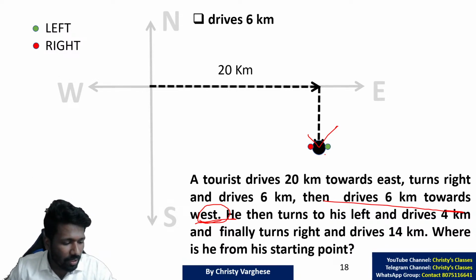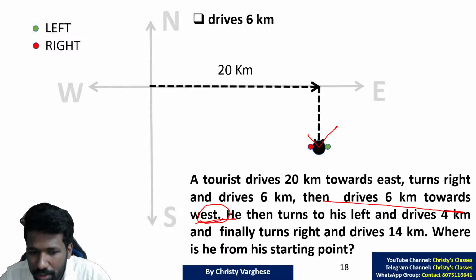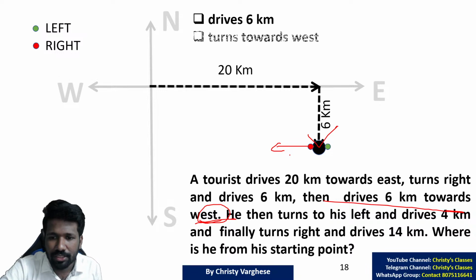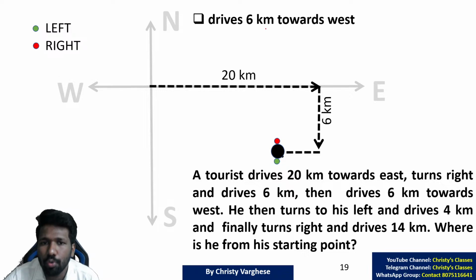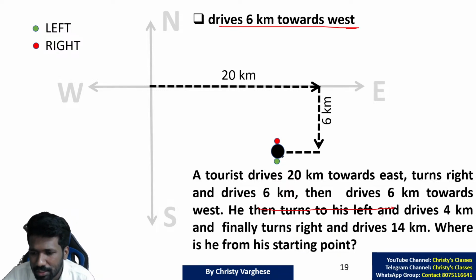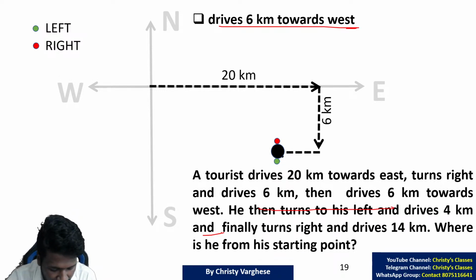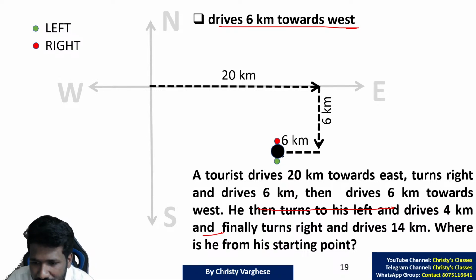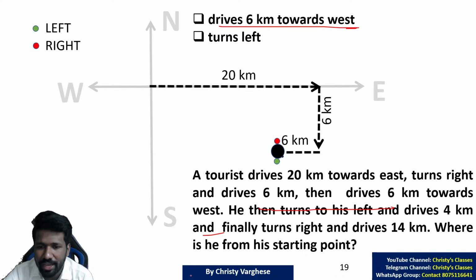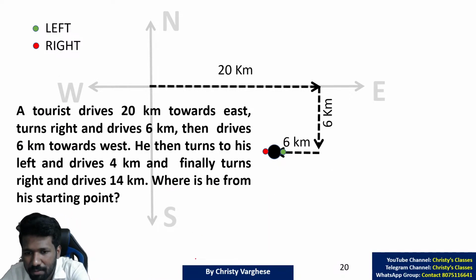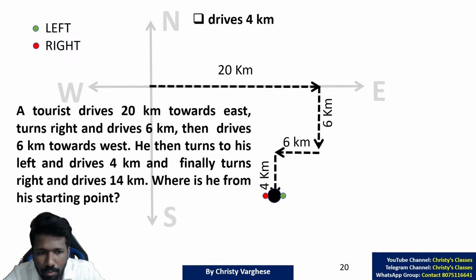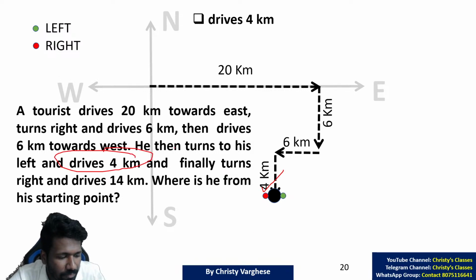So towards west means towards this direction. 6 kilometers in this direction means the tourist will move like this for 6 kilometers towards west. He then turns to his left and drives 4 kilometers. Left means here again, if you have a doubt, turn the paper and check. You can see that left will be this downward direction. He travels 4 kilometers by turning left.